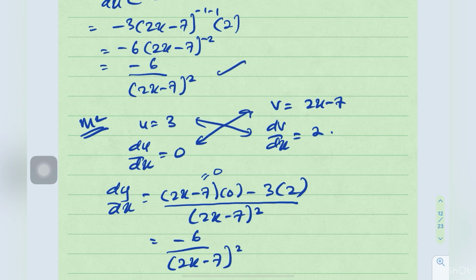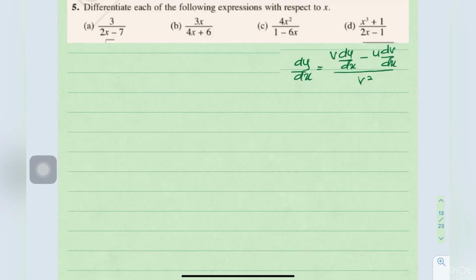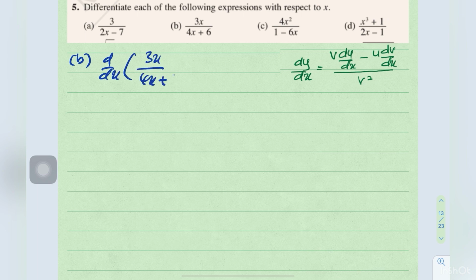Okay, see, finally we get the same answer. But actually, by using composite function is easier. Okay, then question B. We have d/dx of 3x over 4x plus 6. So this one we must use quotient rule.